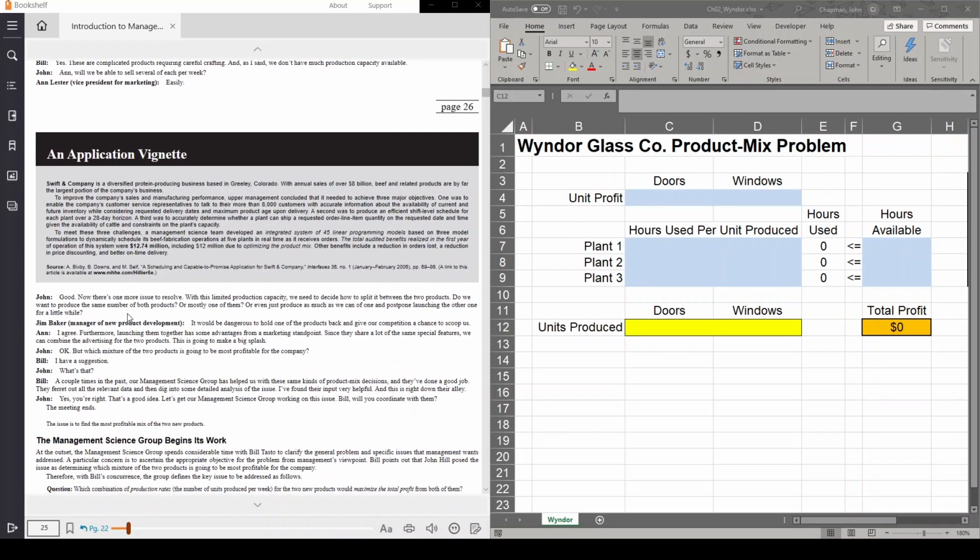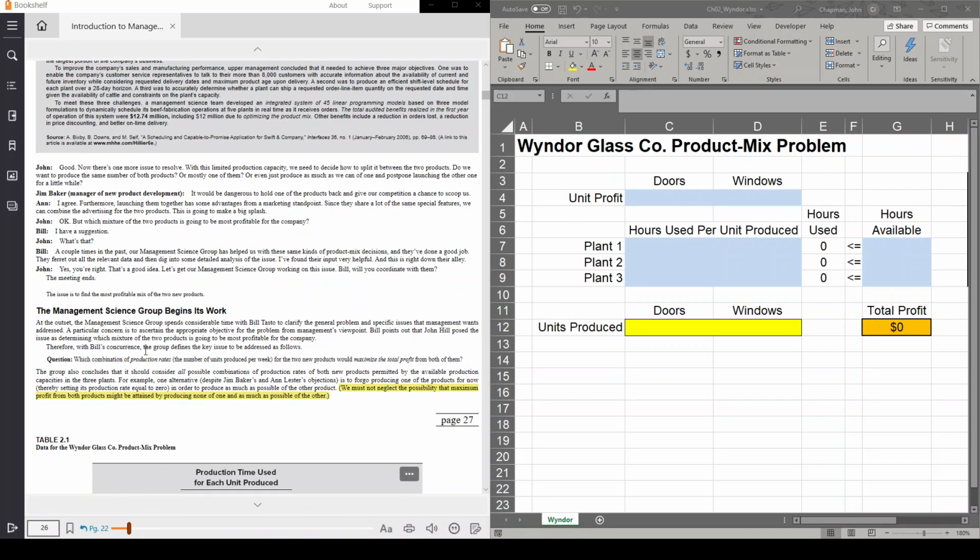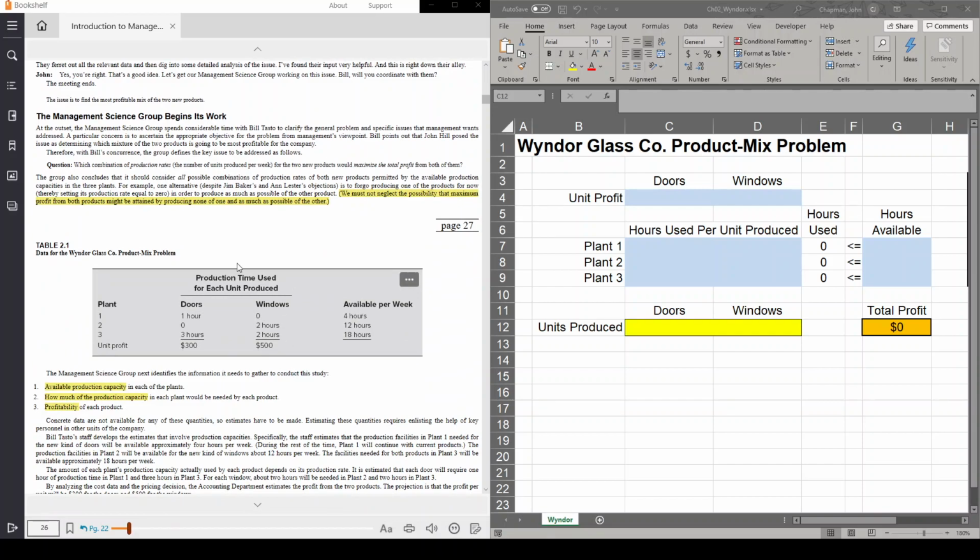And through this discussion and through more discussion, the question is how many units should be produced if the goal is to maximize the total profit. So they have the inputs here: there's three plants involved and two products involved, and there's a certain number of available hours per week to build these products in each of these plants. And then they also provide a unit profit number for both the doors and the windows.